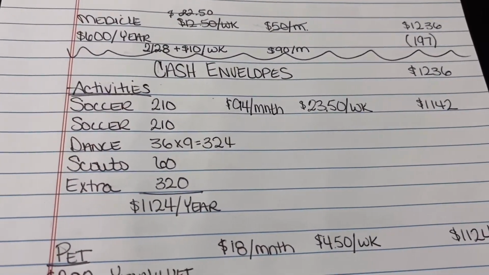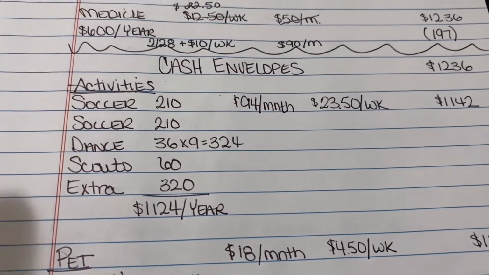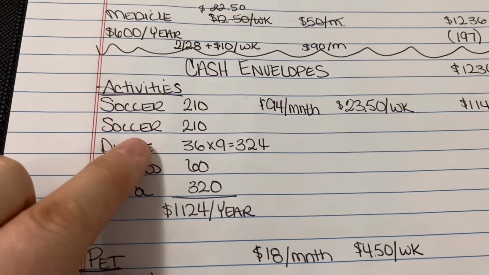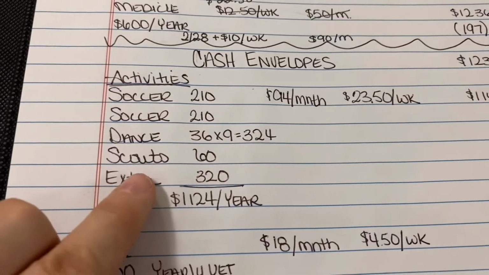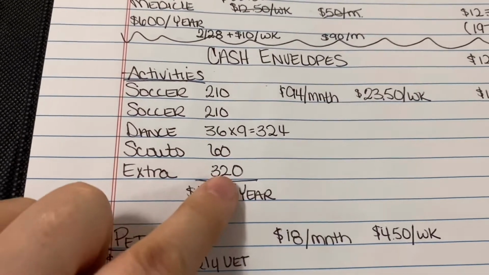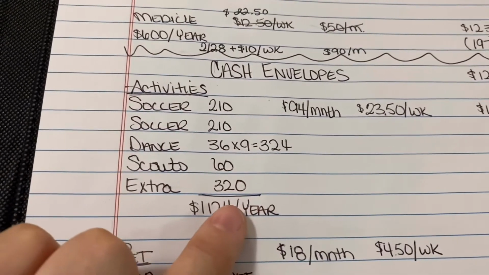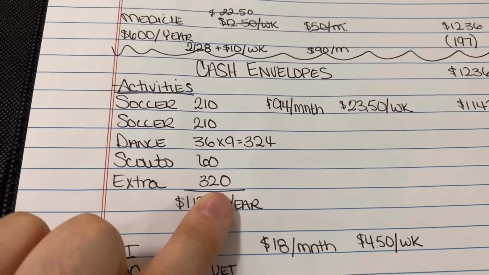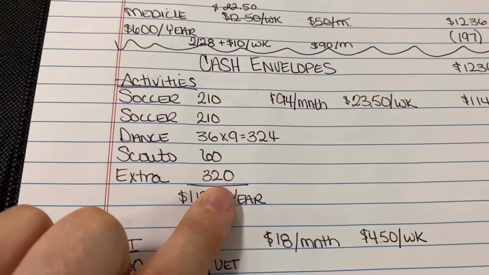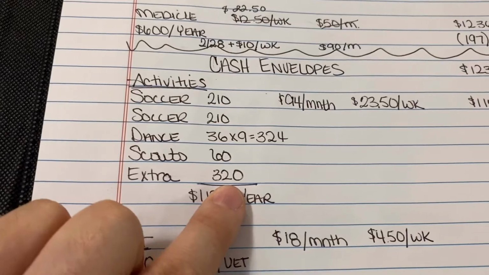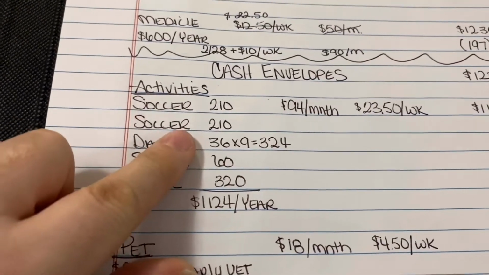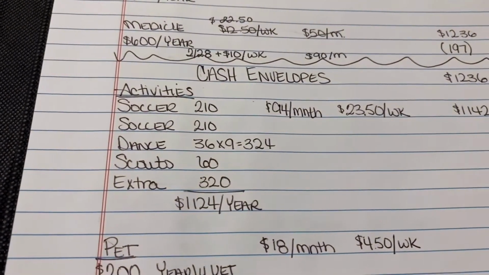So our first cash envelope is our activities. So we've got the boys' soccer, Lexi's dance, scouting, and extra. The extra can be anything that the kids would want to use for an activity. Could be swimming, a scout adventure, or another soccer if they wanted to do it.